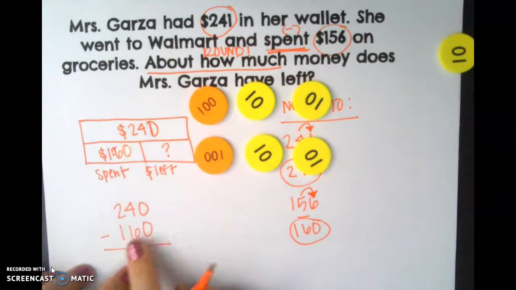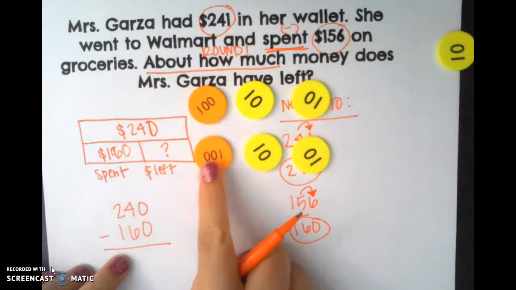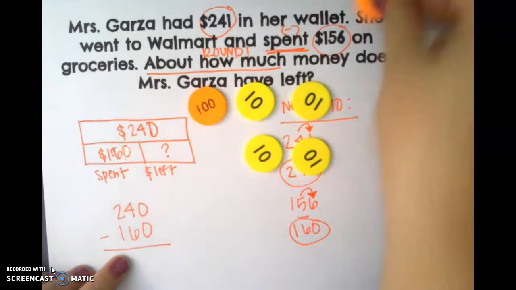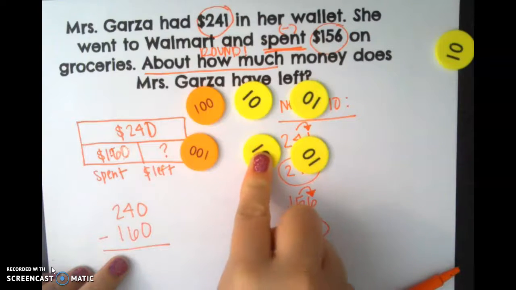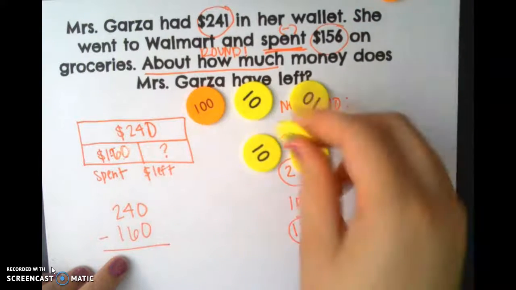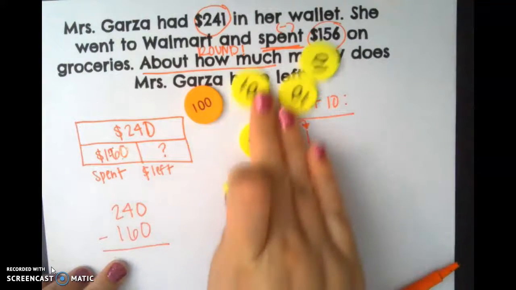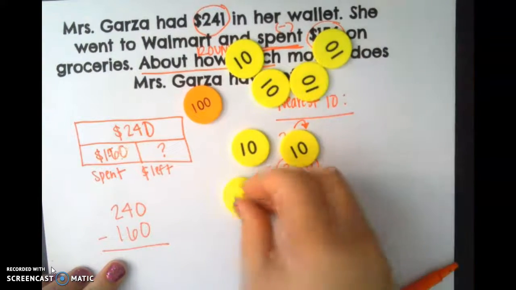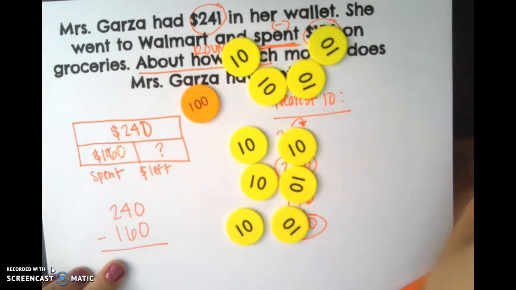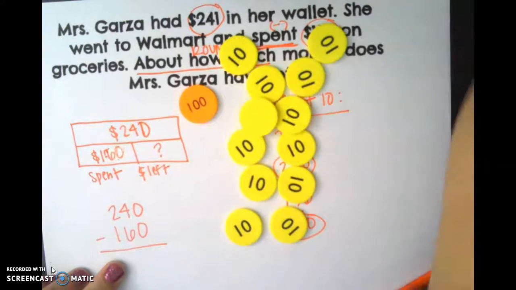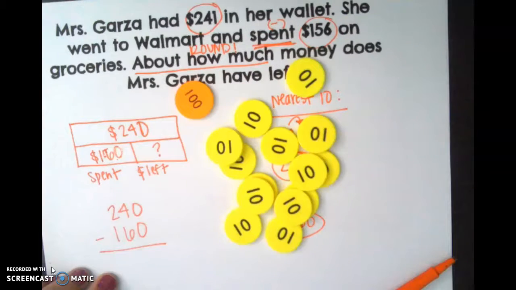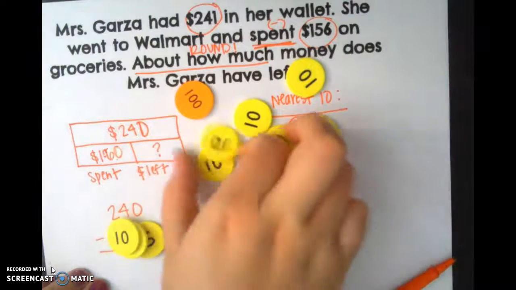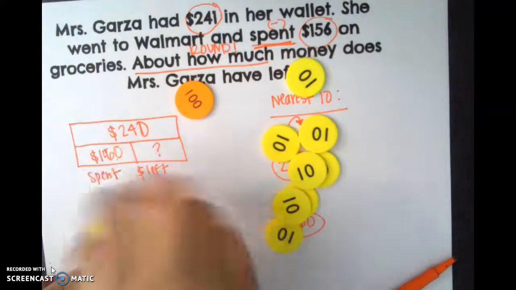I don't have any ones, but I do not have 6 tens to take away, so I need to regroup. So I'm going to take away 100, and I'm going to replace it with tens. How many tens am I going to replace it with? I'm going to replace it with 10 more. Not a total of 10, but 10 more. 1, 2, 3, 4, 5, 6, 7, 8, 9, 10. Okay? Now, I have enough to subtract my 6 tens. 1, 2, 3, 4, 5, 6. I'm going to move them away.